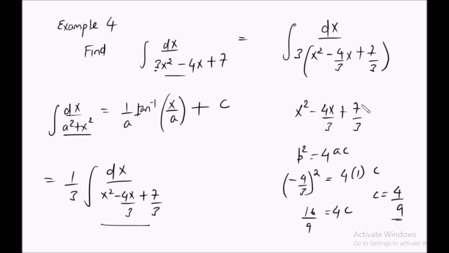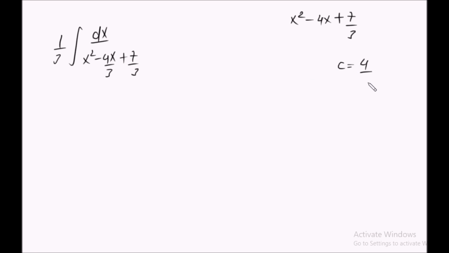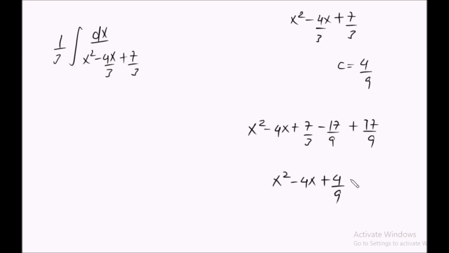Okay, so let me just start here. We have reached 1 over 3 dx, x squared minus 4x over 3 plus 7 over 3. So we have this quadratic. To have a perfect square, we said c has to be 4 over 9. Now what do we do? If I do x squared minus 4x over 3, plus 7 over 3, and now minus 4 over 9 plus 4 over 9, you will see that 7 over 3 minus 4 over 9 becomes 17 over 9. So you look for what to add here to get the perfect square. This now is a perfect square. What I add does not change the expression because it adds up to 0.